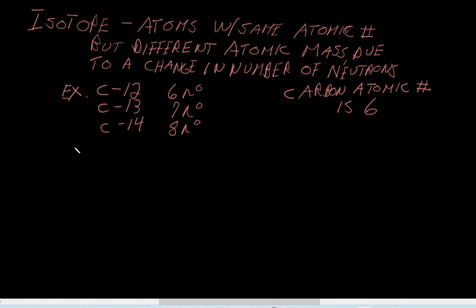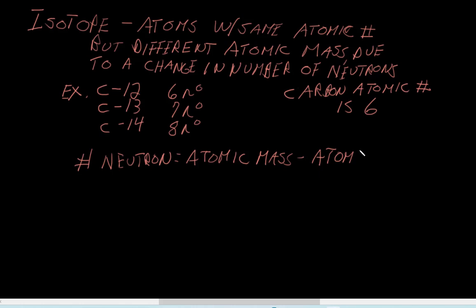Remember, if you want the number of neutrons, you would take the atomic mass minus the atomic number. That gets you the number of neutrons. So 12 minus 6 is 6, and 13 minus 6 is 7, and 14 minus 6 is 8. So that's an easy way to get the number of neutrons.